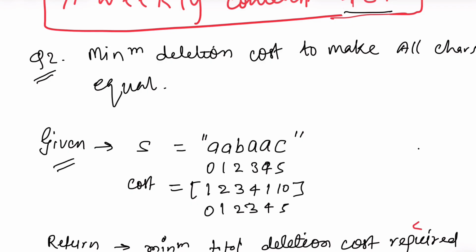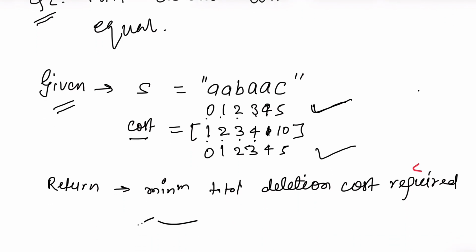The string is like this, for example, A, B, A, C, and these are the indices we have given: 0, 1, 2, 3, 4, 5. Similarly, we have given another array, corresponding, like 1, 2, 3, 1, 10. So these are the things we have given in the example. The number of indices in s and the number of indices in cost are both the same, because this is the corresponding deletion cost for each character we need to delete.